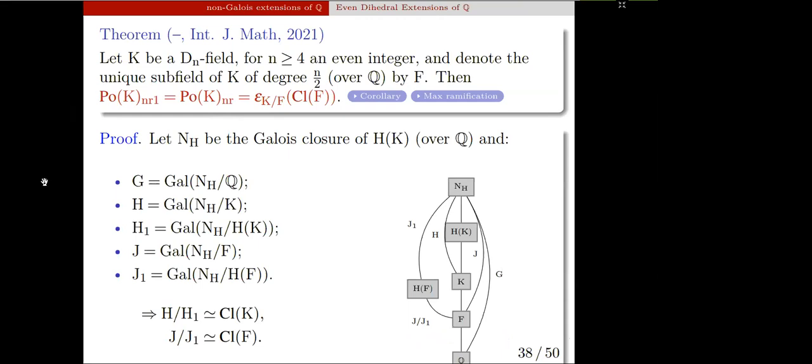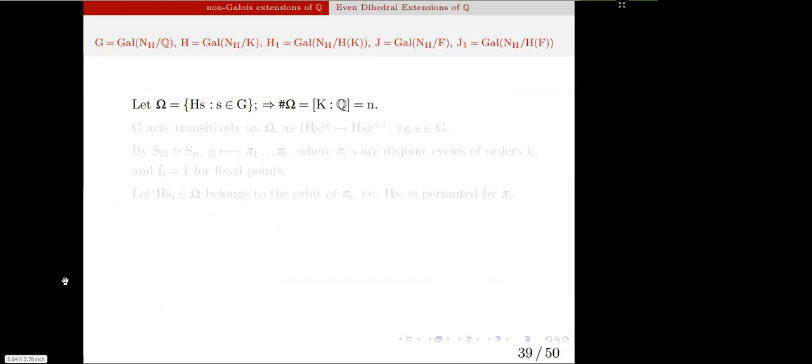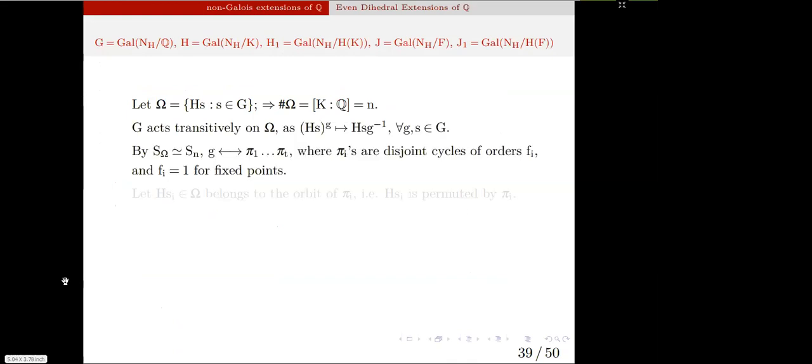So let H(K) be the Hilbert class field of K, namely the maximal abelian unramified extension of K, and let N_H be the Galois closure of H(K) over Q. Using Galois theory we denote these groups, and note that by class field theory, the quotient group H over H1 is isomorphic to the ideal class group of K, and similarly the quotient group J over J1 is isomorphic to the ideal class group of F. Now consider the set of all right cosets of H in G, and the action of G on Ω, by which I mean the set of all right cosets of H in G.